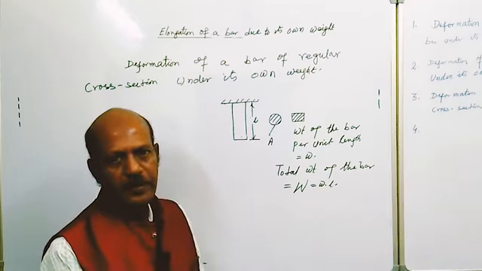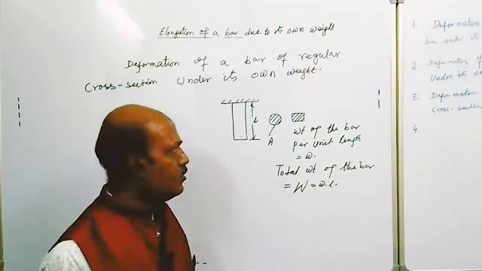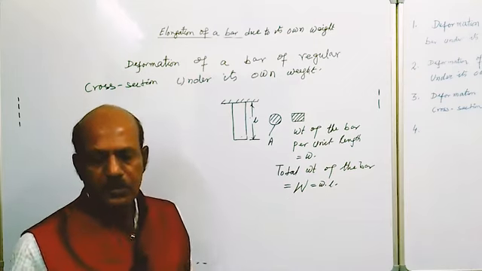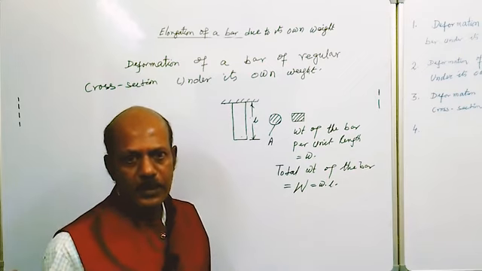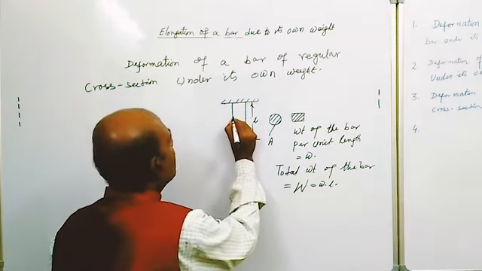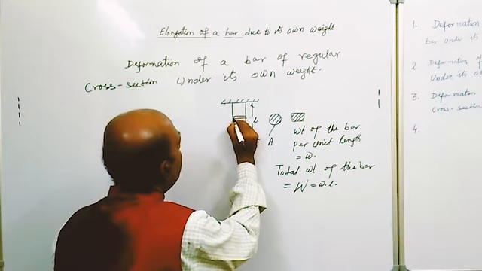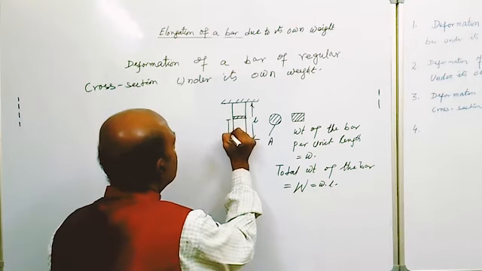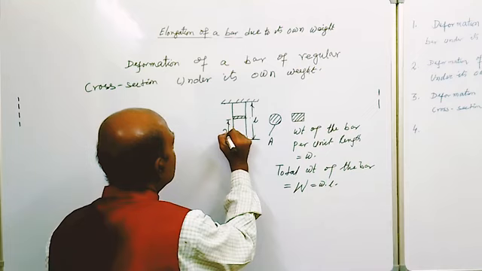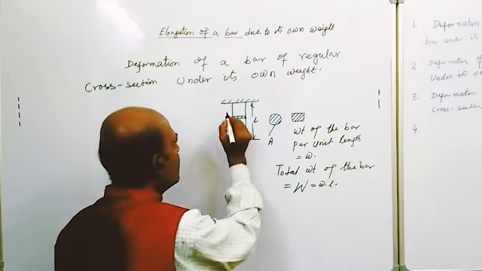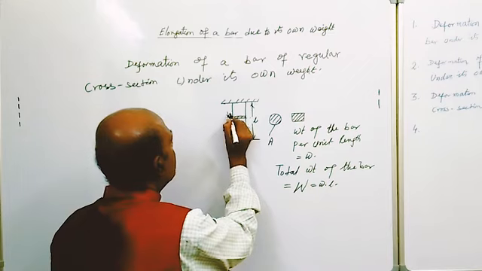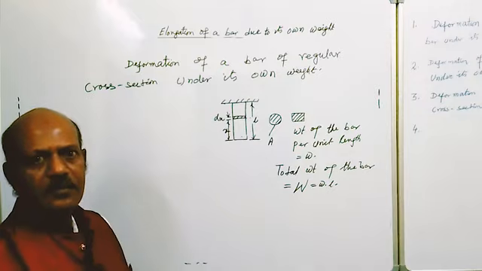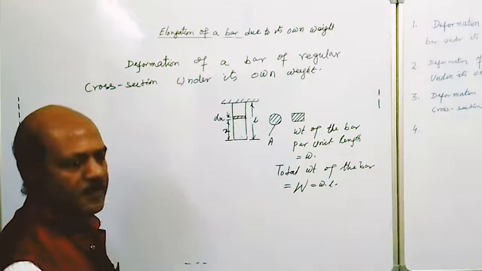Now we have to find what is the deformation produced due to its self weight, due to its own weight. No external load is acting over the bar. Now consider a section here at a distance x from the bottom end, and the thickness of the element, let it be dx. Dx is the thickness of the element which is at a distance x from its bottom end.